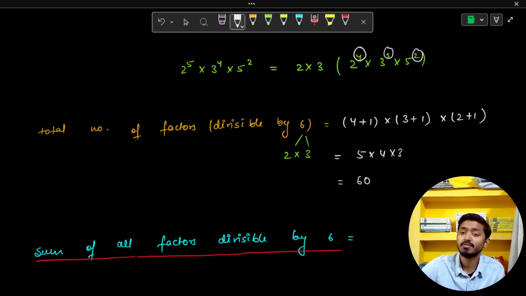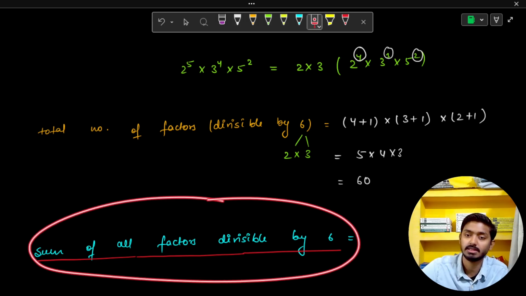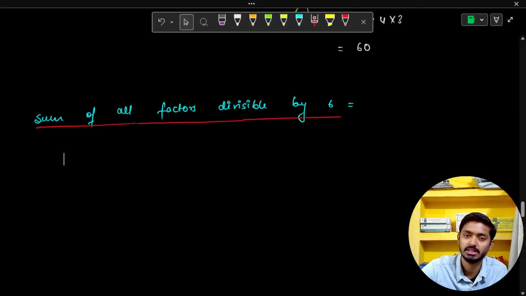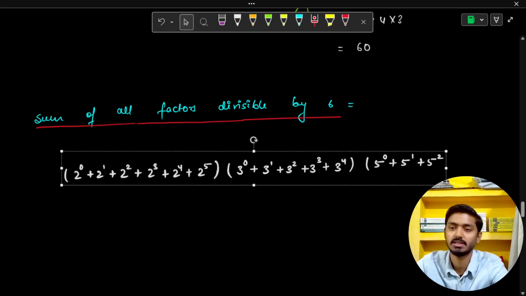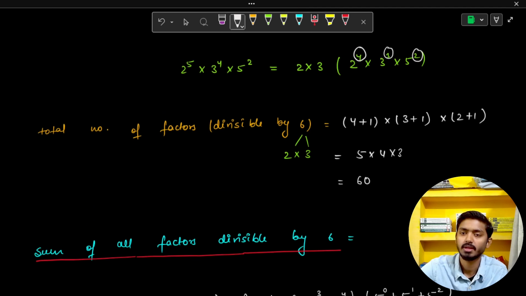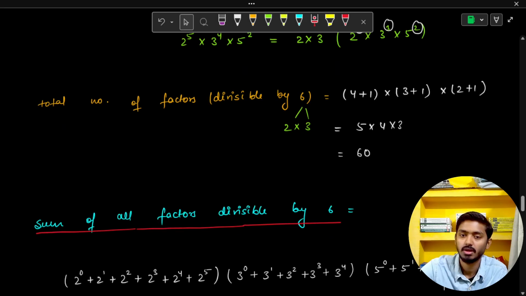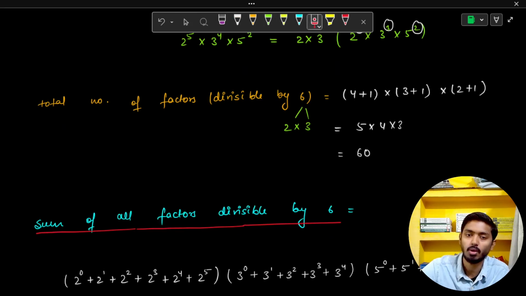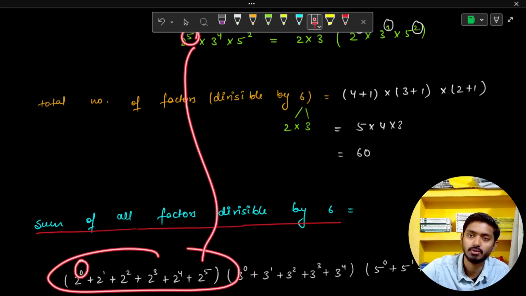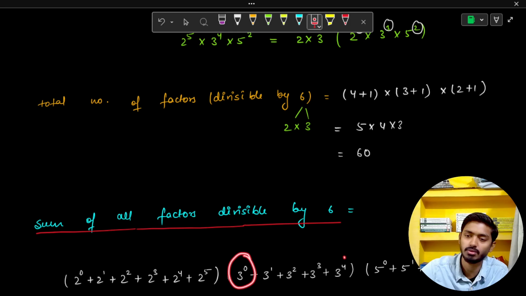Sum of all factors divisible by 6. What we do is we do the exact same thing which we did in earlier cases. We paste the same thing. Now, I'll again like to remind how we came to this conclusion. We said we are going to write all the factors of 2 from 2 to the power 0 all the way up to 2 to the power 5. All the factors of 3, from 3 to the power 0 to 3 to the power 4. Same goes for 5.